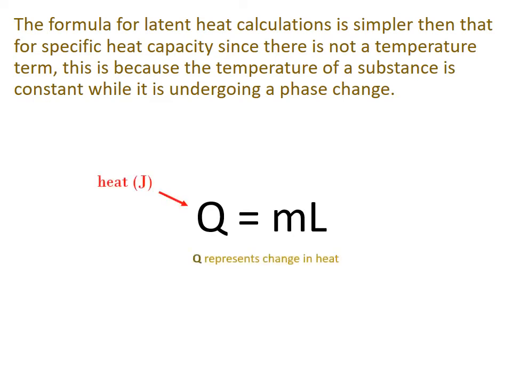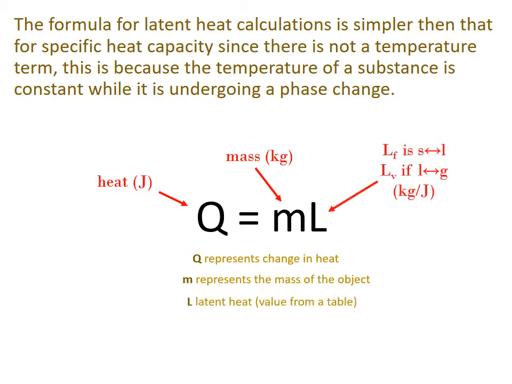Q represents the change in heat. It's measured in joules. M is your mass measured in kilograms. And L is the latent heat. It's the value that comes from our table. And again, LF, if we're going from a solid to a liquid or liquid to solid, or LV, if we're going from a liquid to a gas or gas to a liquid. And latent heat is measured in kilograms per joule.